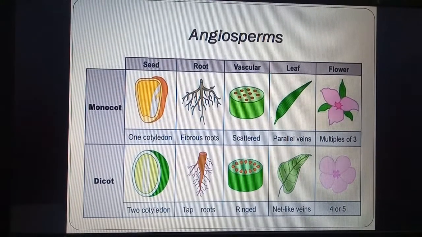The vascular tissue in the stem: monocots have a scattered vascular system. Xylem and phloem are scattered, and in dicots they are in the form of a ring. In the leaf we can see parallel venation. The veins are parallel in monocot and in dicot they are network-like. In the flower, in monocot the parts are in multiples of 3, like 3, 6, 9. In dicot they are 4 or 5, meaning tetramerous or pentamerous. So they are in multiples of 4 or 5.